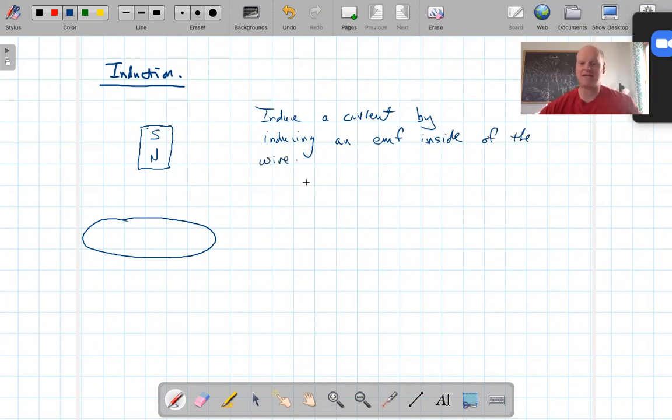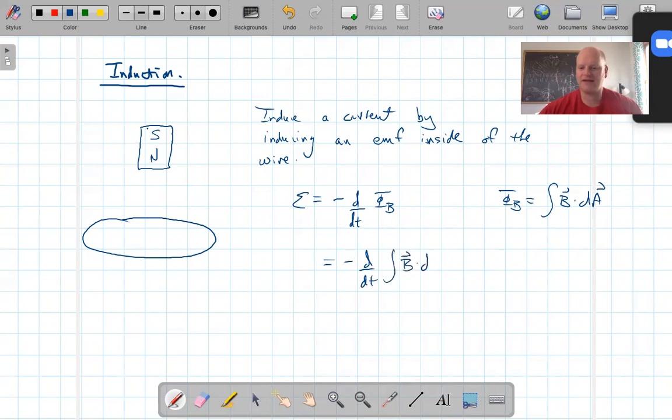This type of induced EMF is then equal to minus the time rate of change of what's known as the magnetic flux. The magnetic flux is the same idea as the electric flux. In general, it is the integral of the magnetic field dotted with the differential area. So if I wrote this out, this would be equal to minus d/dt of the integral of B dot dA.